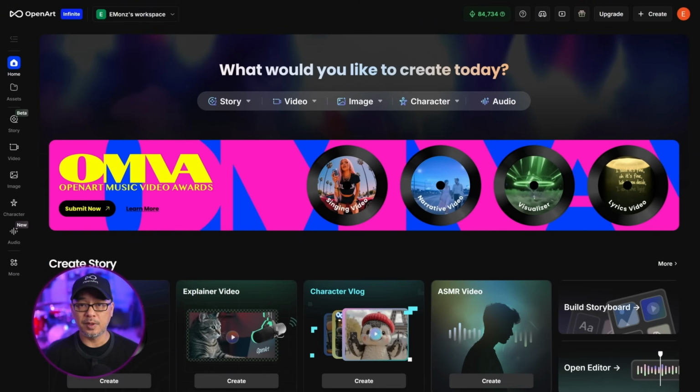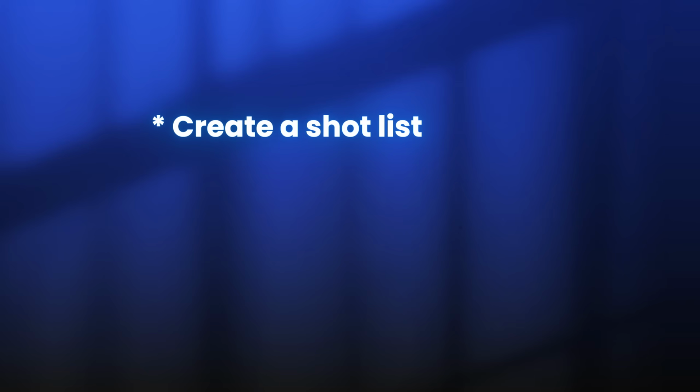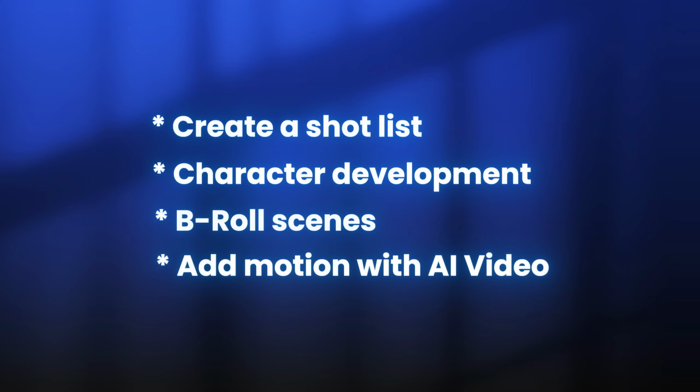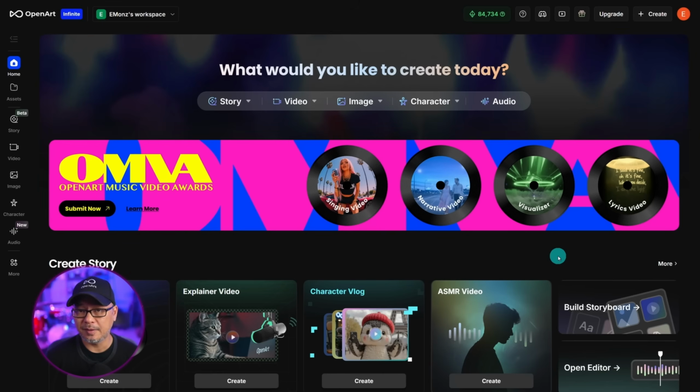That being said, doing a music video from scratch is quite a bit of work. However, it gives you the most control. So what we're going to cover in today's video is how to create your shot list, developing your characters and creating images for them, and also for B-roll that we're later going to animate using AI video models. And then I'm going to give you some basic tips on how to edit it all together.